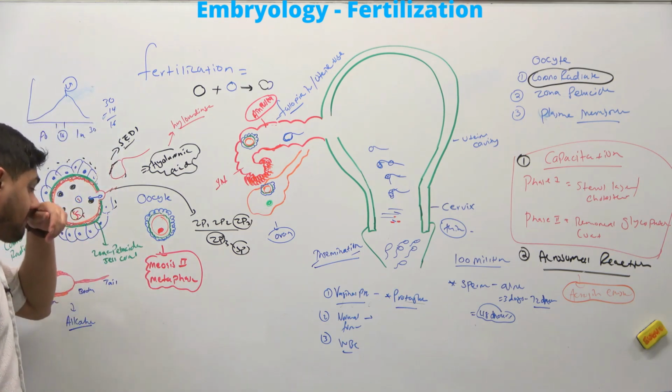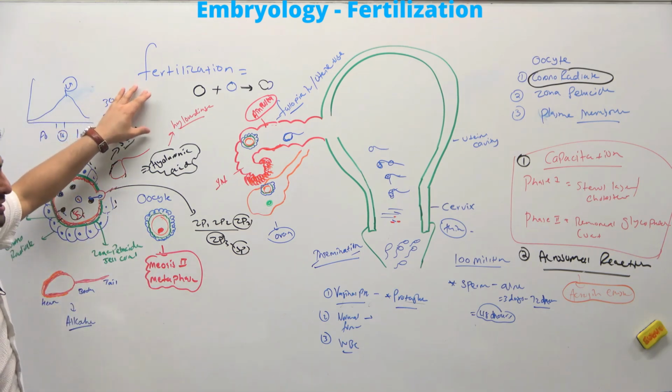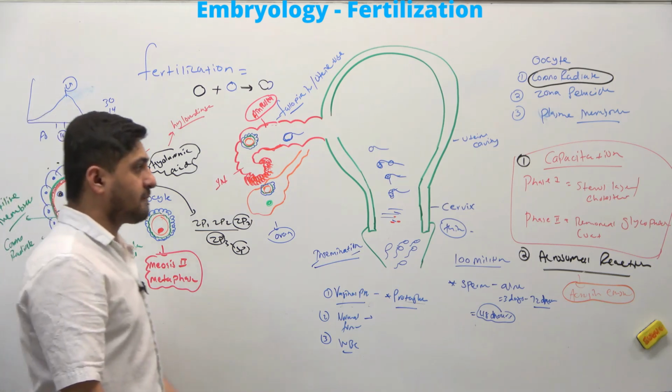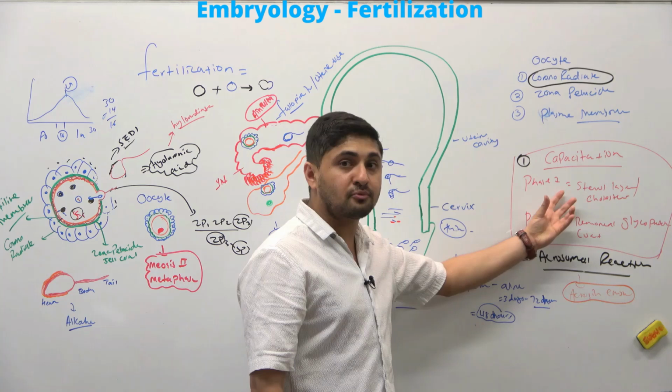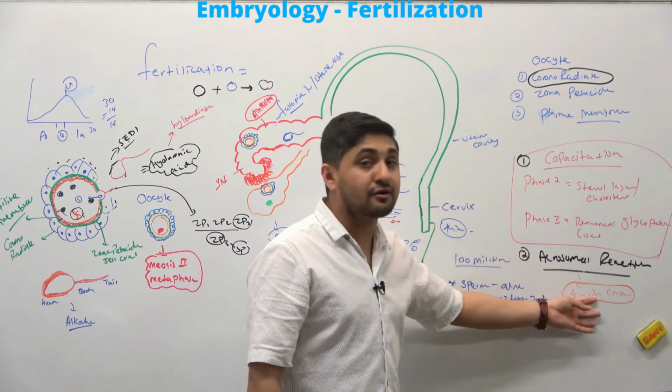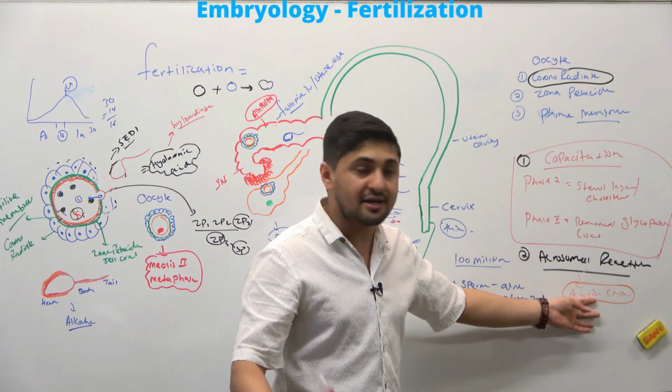Now, again, you have to remember the two concepts. In order for fertilization to occur, there are two processes that need to occur. Capacitation removes the glycoprotein. On top of that, there has to be an acrosomal reaction. The sperm has to go through that.